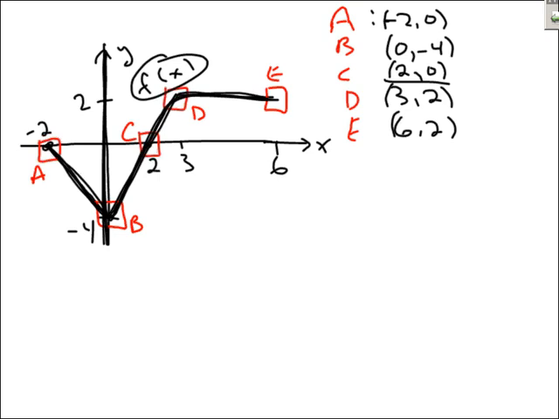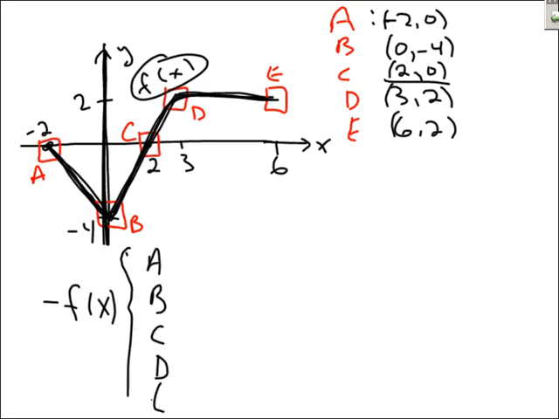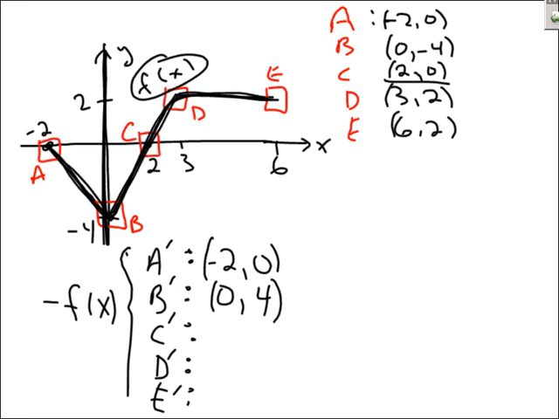To graph negative f of x, you take those same 5 points, A, B, C, D, and E, and since we're changing them, we should change the name of those points. And all that changes now is the sign of the y value. Instead of negative 2, 0, I change the sign of 0, which is still 0. 0, negative 4, I change the sign of the y value.